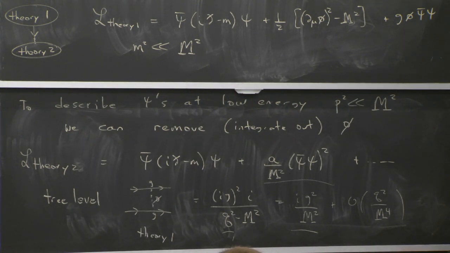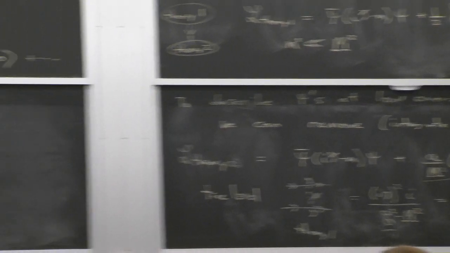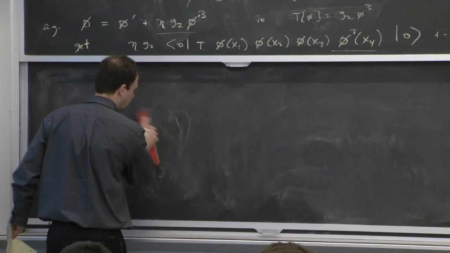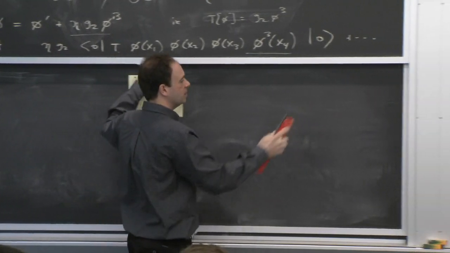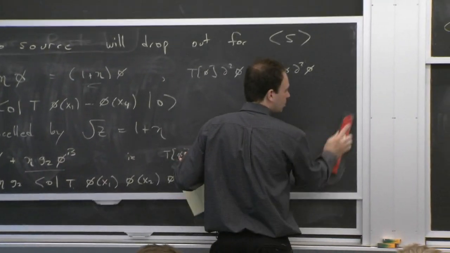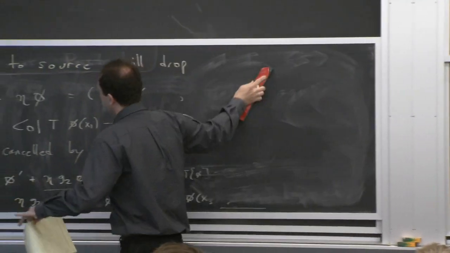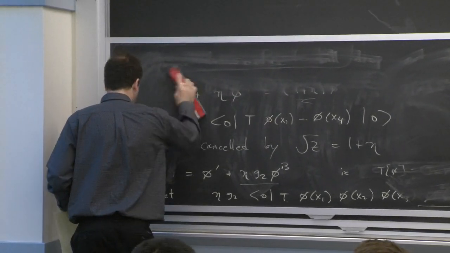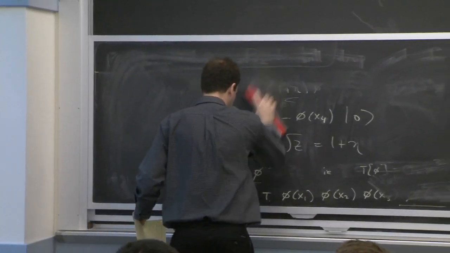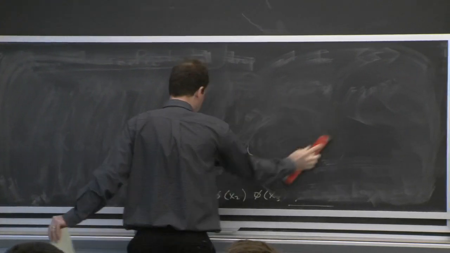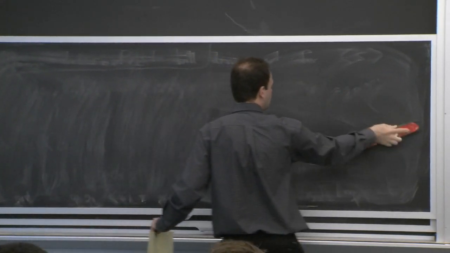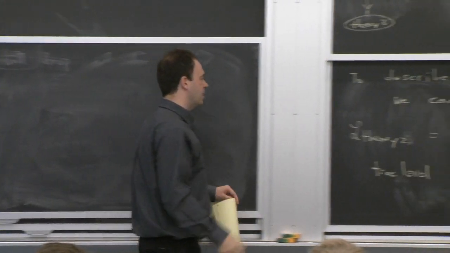And that's the idea of doing a matching calculation: you have introduced theory 2. It has some parameters in front of operators. In this case, I called it A. And we want to determine those parameters by doing calculations in theory 1. In particular, what you do is you make sure that S matrix elements in the two theories agree. But at tree level, that's just like matching up diagrams.